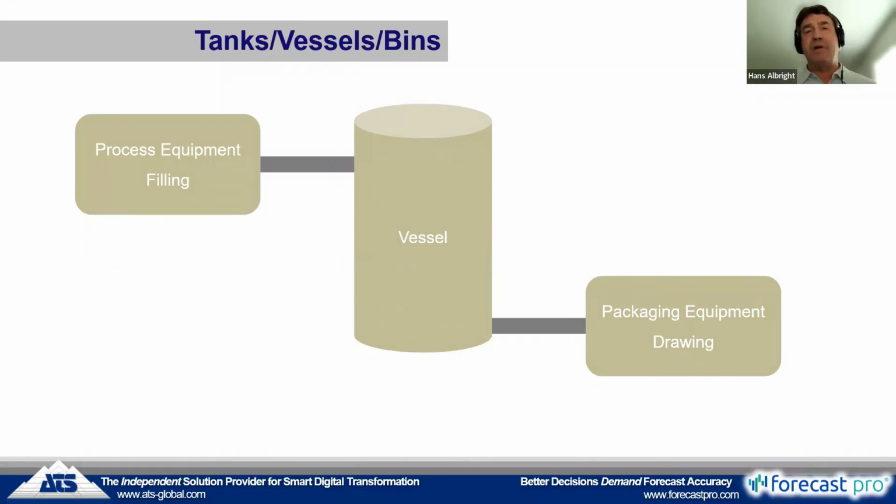Well, what's the big deal with that? So we have process equipment that fills a tank, and then we have packaging equipment that draws off of that tank. This sounds pretty basic. Fill the tank with some kind of liquid or powder if it's a bin, or some other kind of substance, and then you draw it off.